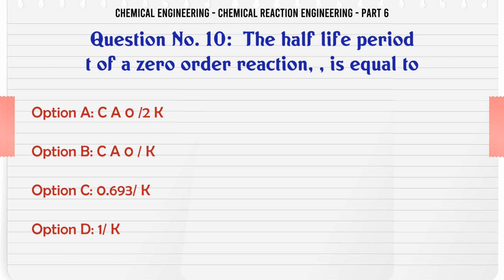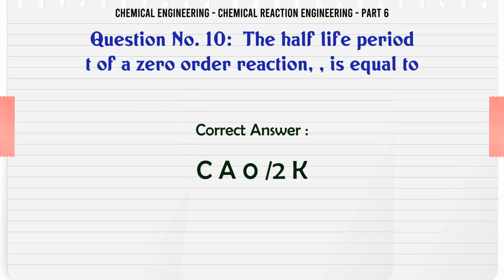The half-life period t of a zero-order reaction is equal to A. CA0/2K. B. CA0/K. C. 0.693/K. D. 1/K. The correct answer is CA0/2K.